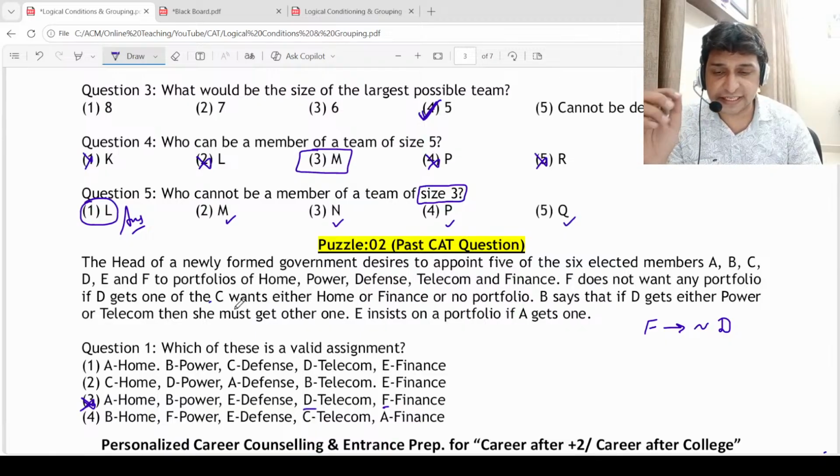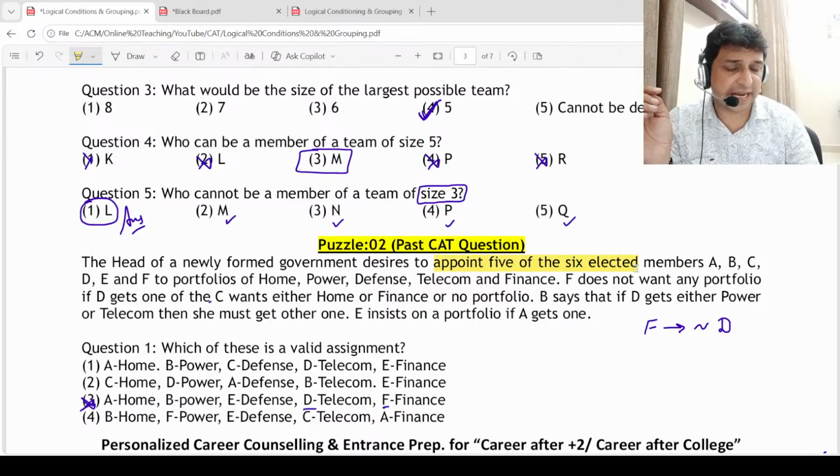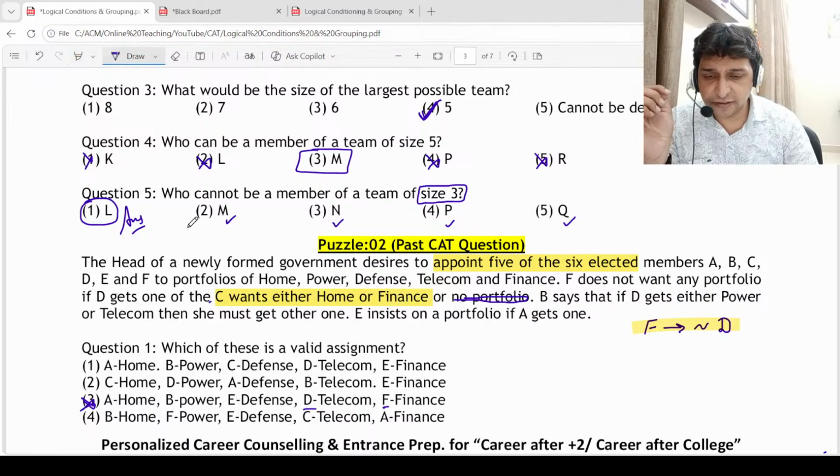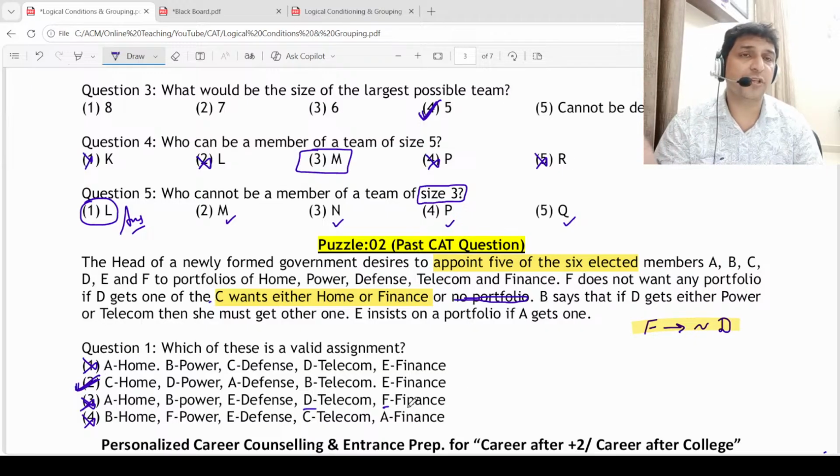The second constraint we have is that C wants either home or finance or no portfolio. Now, no portfolio we can't afford, because there are 6 people and we have to appoint 5 out of 6, and the option we have is between F and D. So everybody else has to take a portfolio. That means for C, we can't say no portfolio. C either has to have home or finance. In the options given, in the first option C is having defense, not possible. Here C is having telecom, not possible. That means I clearly get option number 2. So this question is also solved.